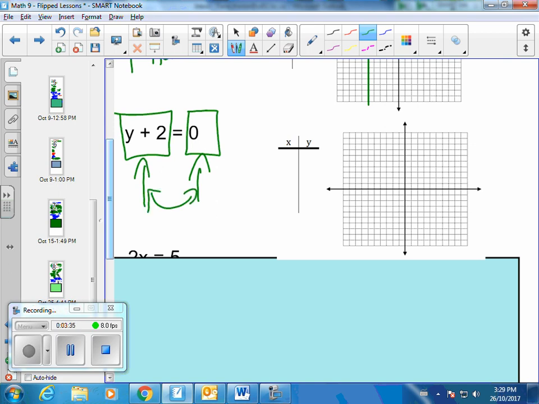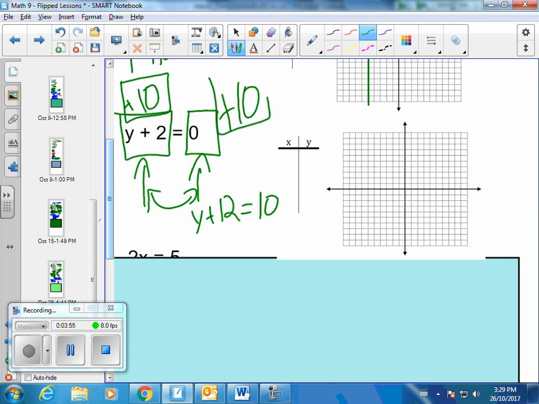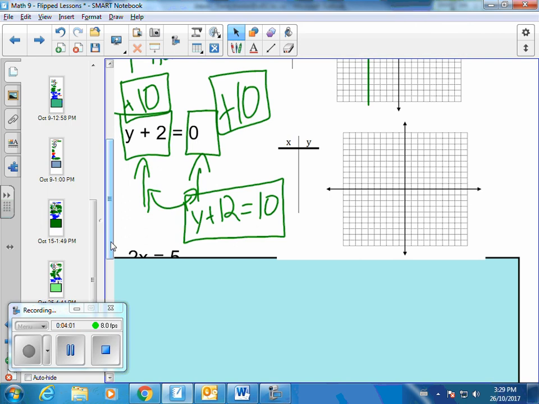So I can go ahead and get real crazy, and I can just start chucking numbers around in here. Just for fun, I'm going to add plus 10 to this side. I'm also going to add plus 10 to this side. So now I get y plus 12 equals 10. As long as I did the same action on both sides, this is not changed. The numbers have changed, but the answers are still going to be the same.